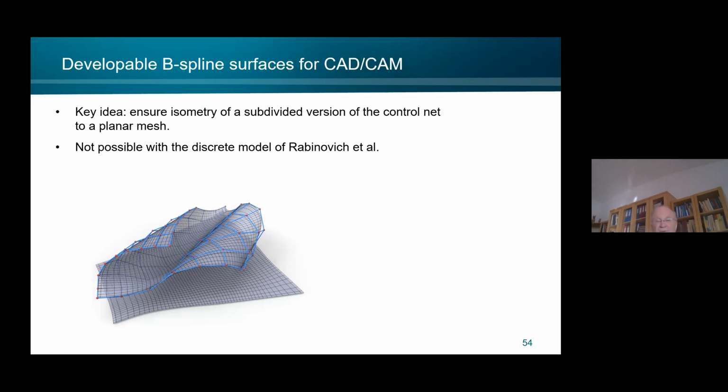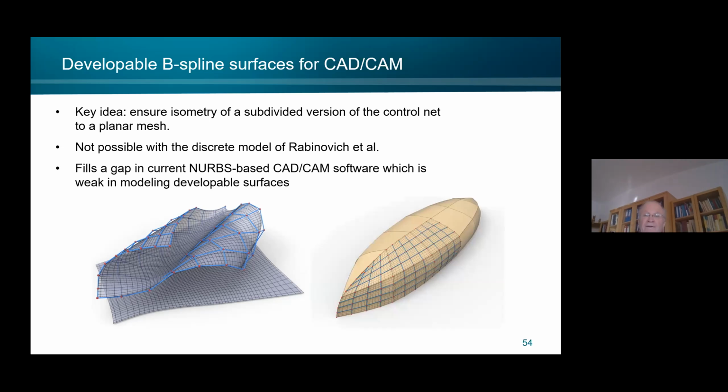That would not be possible with the discrete model of Rabinovich et al., because it can be shown that a B-spline surface which possesses an orthogonal family of geodesics as isoparameter lines is actually a cylinder. So here is a result. I think it could be used to fill a gap in current CAD/CAM software, which still is relatively weak when it comes to the modeling of developable surfaces.